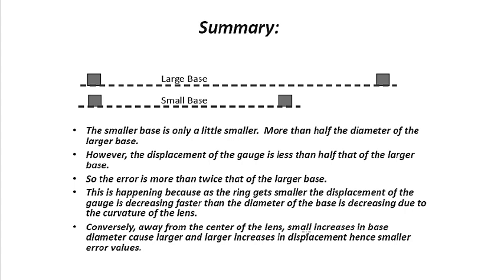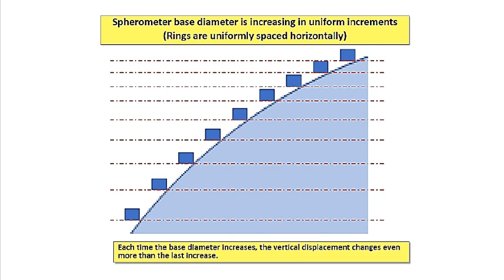So when you carefully read it, small increases in base diameter, so meaning the base is larger, so when the base is larger, the error is smaller, so therefore the larger base is more accurate. So here you can see how your spherometer base diameter is increasing in uniform increments. So the rings are uniformly spaced, horizontally. So this is your bigger ring, and then smaller, smaller, smaller, and go all the way up.